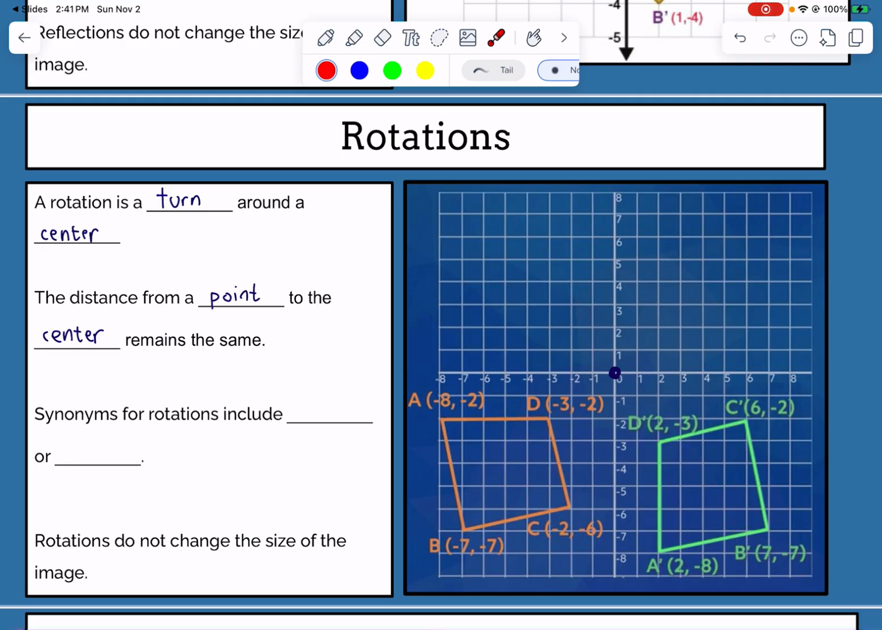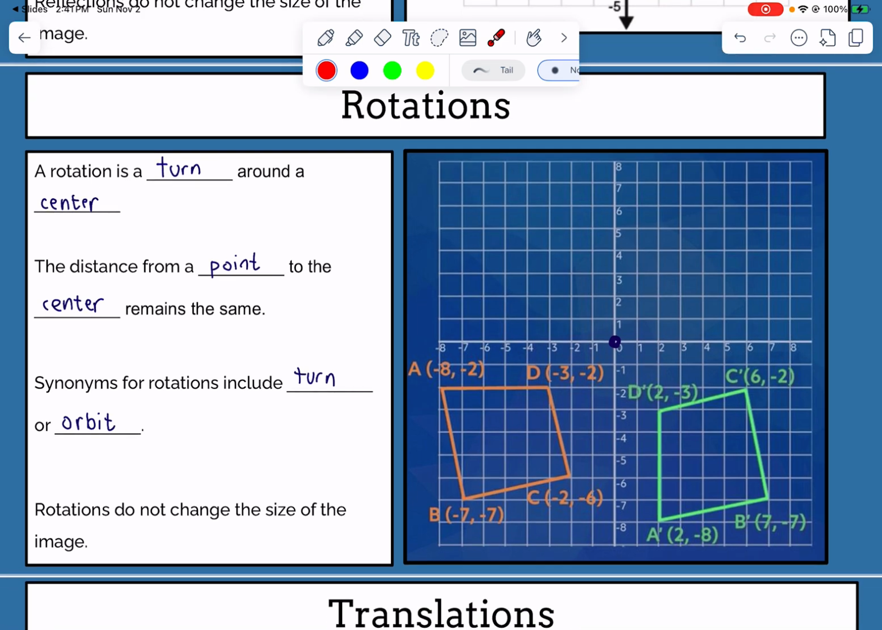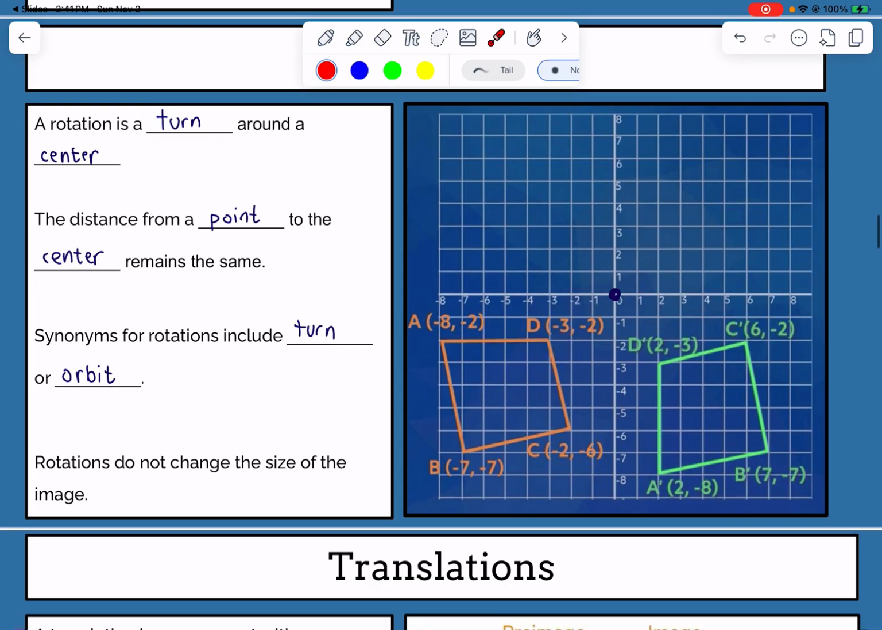Synonyms for a rotation include turn or orbit. Rotations do not change the size of the image. We spend a lot of time talking about synonyms in this part. This is because you might get a word problem that, instead of saying rotation, is going to say turn or orbit and so on. So a lot of times they'll switch you up with some new vocabulary, and you might be able to look back at these slides if you're stuck.